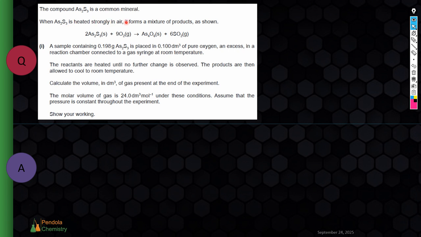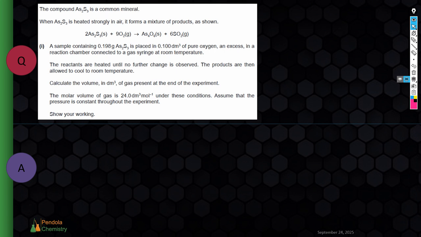When As2S3 is heated strongly in air, it forms a mixture of products shown. So they give us an equation. We have As2S3. Now, have we ever worked with this compound? No. But as we read this, you'll realize that's not the point here. The point is not to work with this compound. The point here is that we should know how to do the math with this compound.